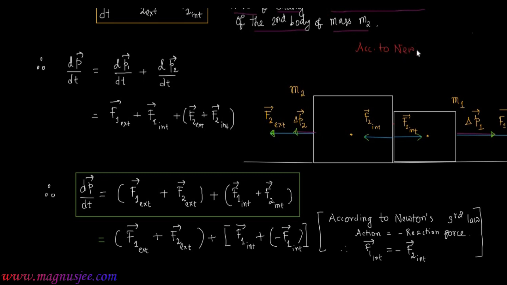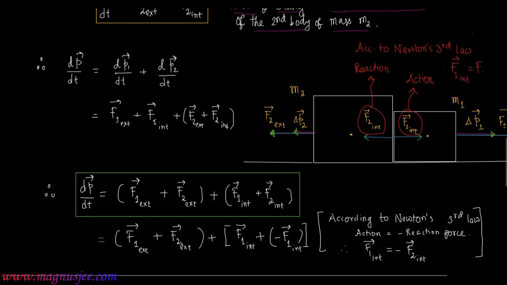According to Newton's third law, in the diagram we can explain that vector f1 int is the action force and vector f2 int is the reaction force, and this action and reaction force will be equal and opposite to each other. That's why vector f1 int is equal to minus vector f2 int.